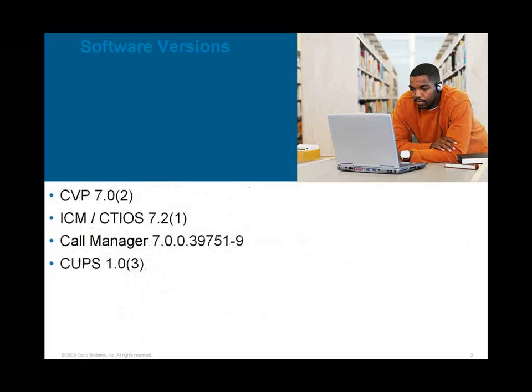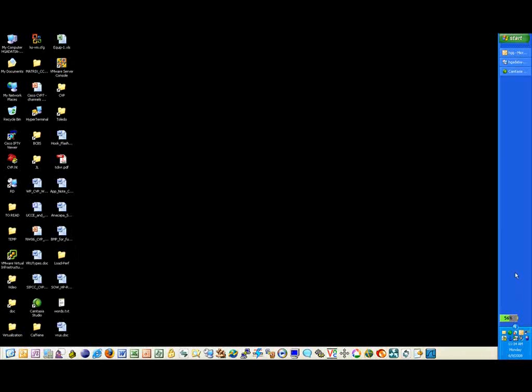The versions used in this demonstration are CVP 7.0.2, ICM and CTI OS version 7.2.1, Call Manager 7.0.0, and CUPS 10.3. So let's get started with the demonstration of the IP-originated caller with the CVP Type 10 VRU.